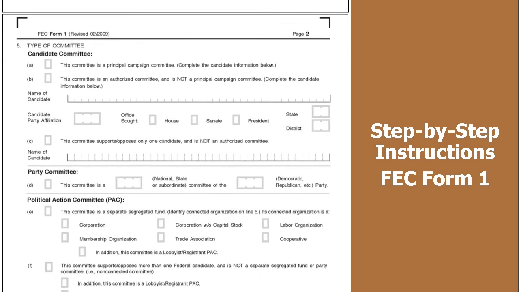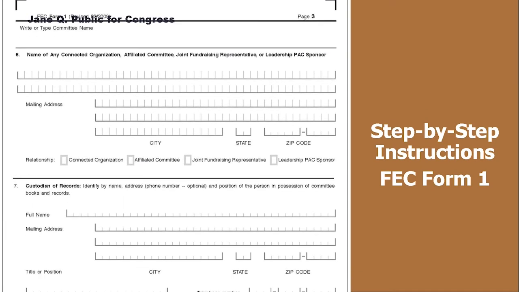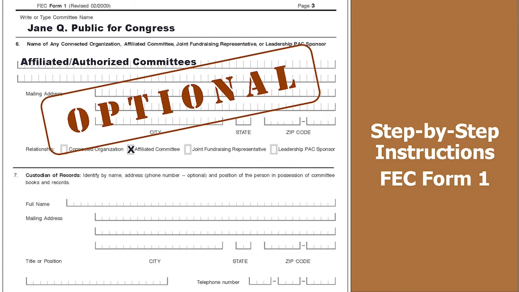On line 5 of the Statement of Organization, check box A to indicate that you are registering a principal campaign committee. Other authorized committees would check box B, then provide the name of the candidate, party affiliation, and office sought. Any affiliated authorized committees would be listed on line 6. If your campaign does not have additional authorized committees, simply leave this space blank.